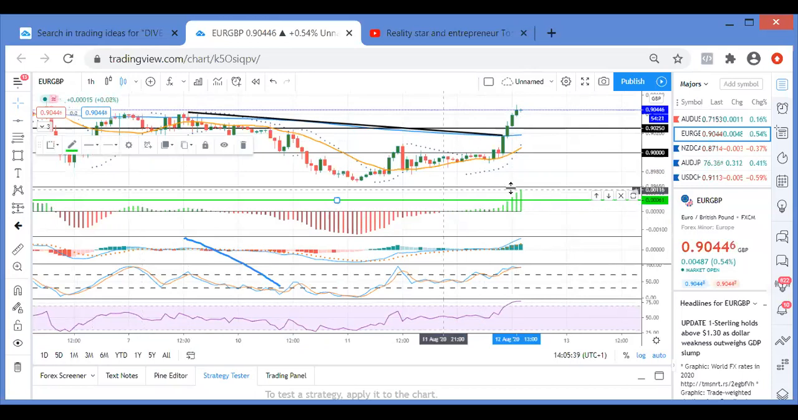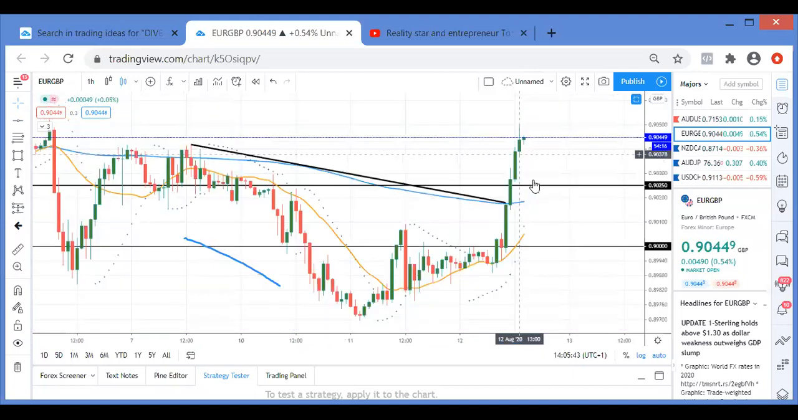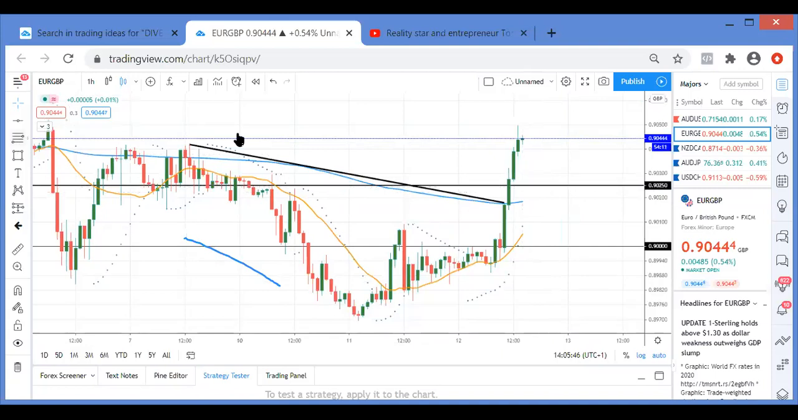Now the reason why I didn't get into this trade is why? Because look, my quarter points that I had, which was here. Because look, I put it here. What did I do? Fibonacci to the lowest points.